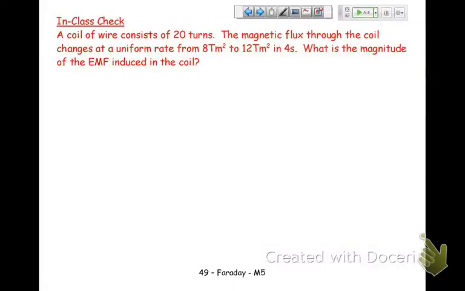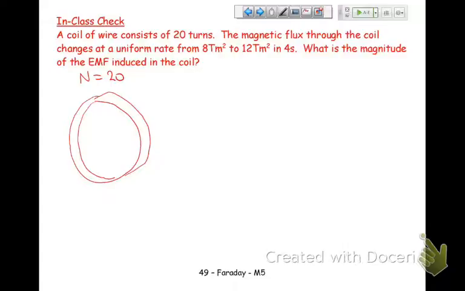A coil of wire consists of 20 turns. So let's do this one together. My coil of wire, I kind of draw my coils of wire a bit like that. And I say N is equal to 20 turns.